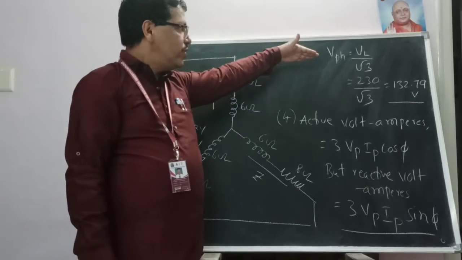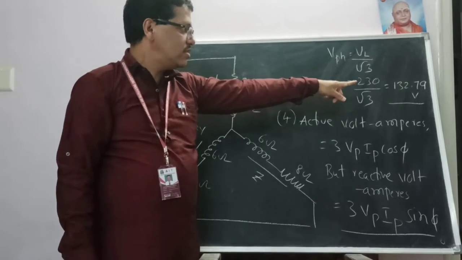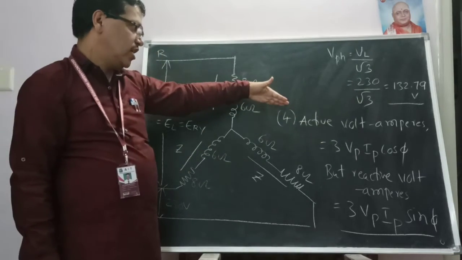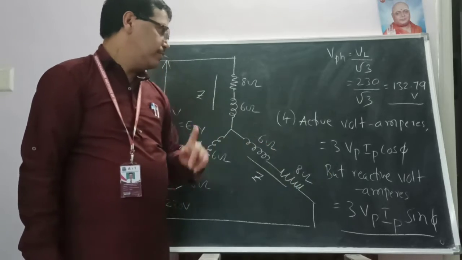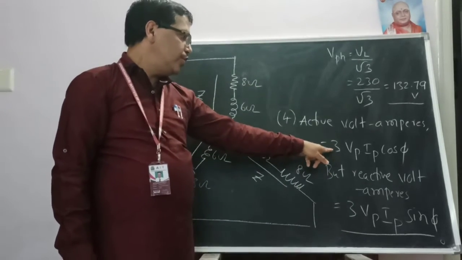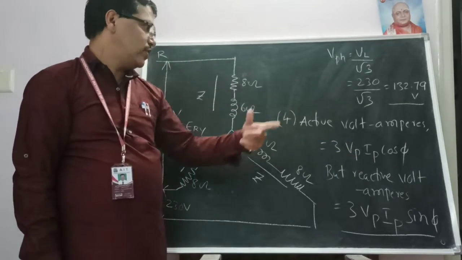The value of V phase is VL by root 3, 230 by root 3, and that answer is actually 132.79 volts. As per the fourth part, we need to calculate reactive volt amperes. The active volt amperes, as we already know, is 3 into V phase I phase cos phi, or root 3 VL IL cos phi, both are the same.